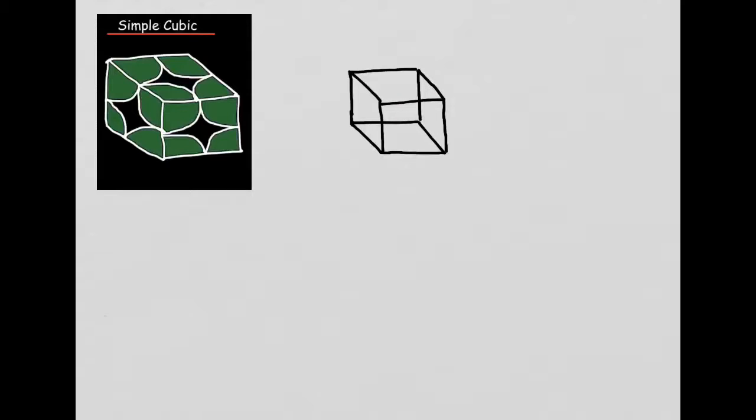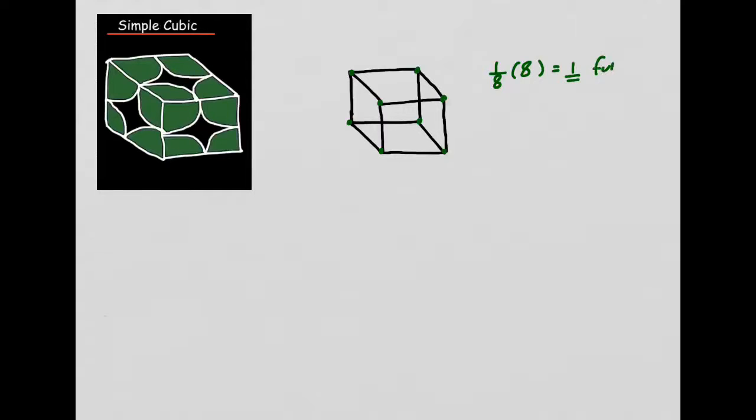Now, each corner of this cube, how many corners do we have? I want you to count it for me. Count it. 1, 2, 3, 4, 5, 6, 7, 8, right? Each corner is 1/8 of an atom. So each corner is not a whole atom, it is 1/8 of an atom. Now how many corners do we have? We have 8 corners. So 1/8 times 8 would be 1.